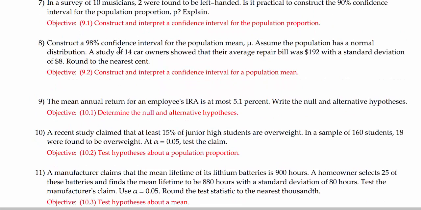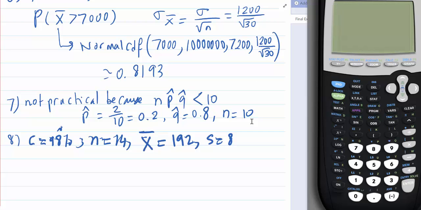So we're going to go to number 8 now. Construct a 98% confidence interval for the population mean. Assume that the population has a normal distribution. So we need a 98% confidence interval. A study of 14 car owners showed that their average repair bill was $192 with a standard deviation of $8. Round to the nearest cent. Okay, so we need to create a 98% confidence interval. The sample size is 14, X bar is 192, and the sample standard deviation is 8. So you go to stat, tests. It's a T interval since the sample standard deviation is given.